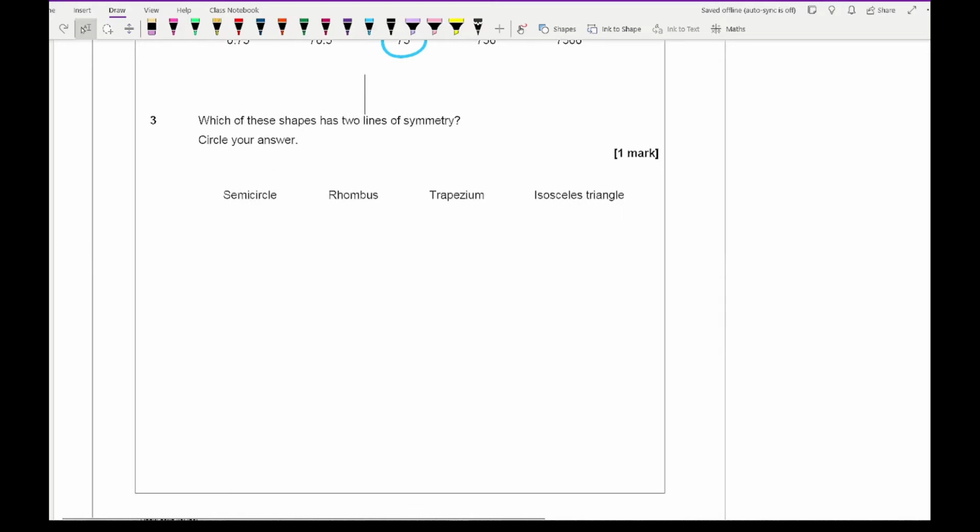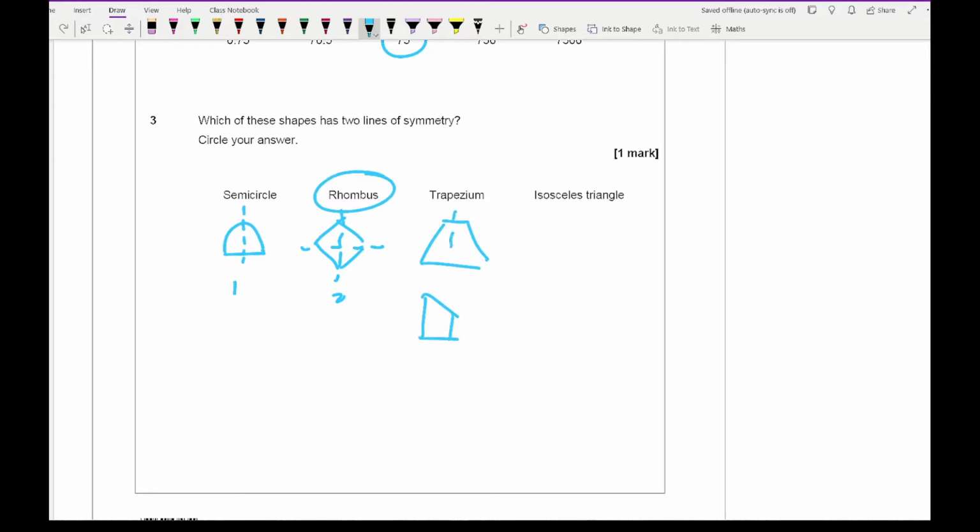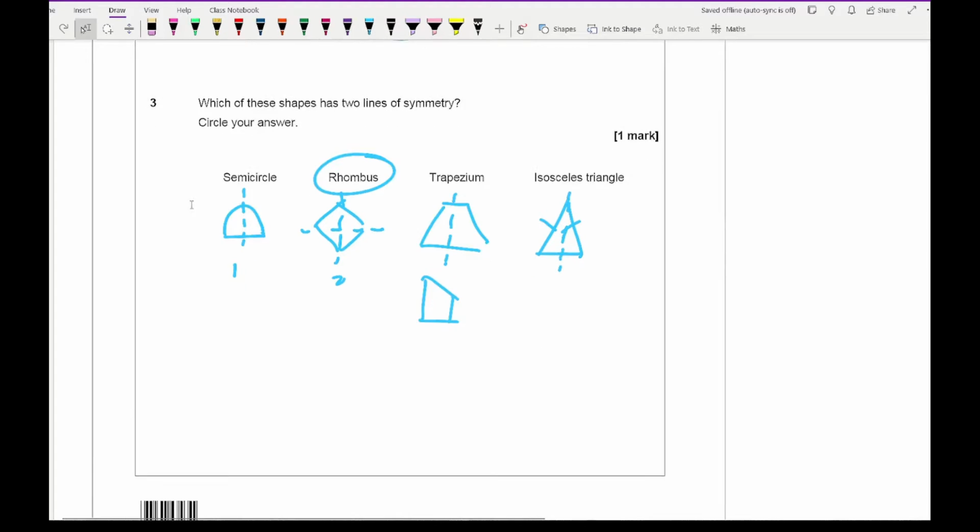Then for question 3, it says, which of these shapes has two lines of symmetry? Well, if we do a quick sketch, we can see that a semicircle has got one line of symmetry. A rhombus has got two, so there is our answer. A trapezium, regardless of how you draw it, has only got one. And an isosceles triangle, again, has only got one line of symmetry, so the correct answer there is rhombus.